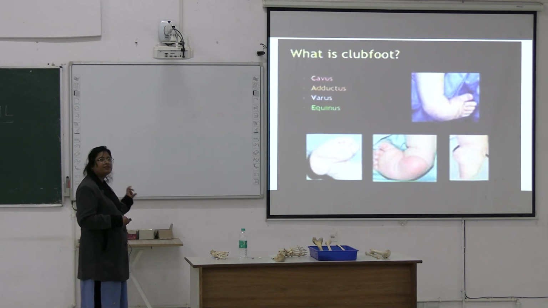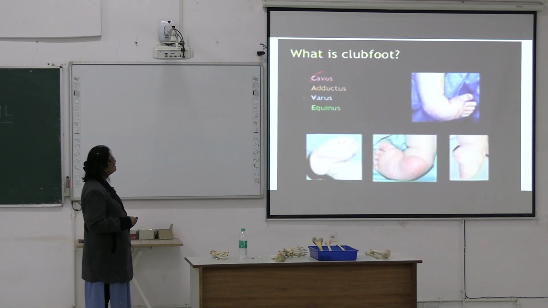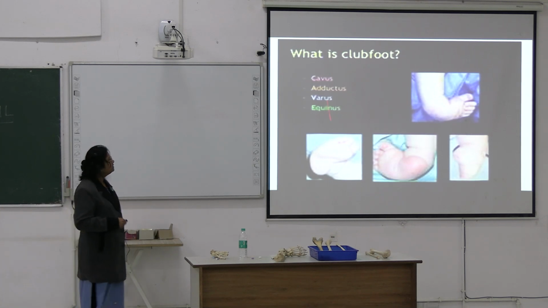Equinus means like the horse; the word is coming from horse. Varus means it is deviated medially, that is why the name is varus. It is generally congenital: congenital talipes equinovarus. Talipes means talus and calcaneum are mainly involved. Next.